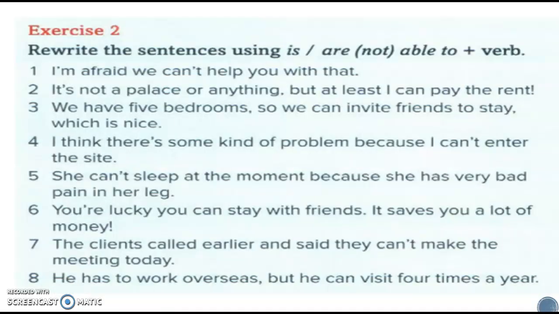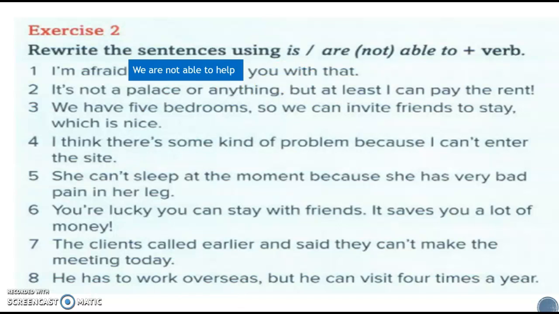Okay, let's see. When we use can or can't, it means that it is possible. And it also means that we are able to do it. So in this exercise, we have to replace the affirmative or negative form of the modal verb can by to be able or not to be able. Let's see. I'm afraid we can't help you with that. In this case, you can say we are not able to help you, and it means the same.